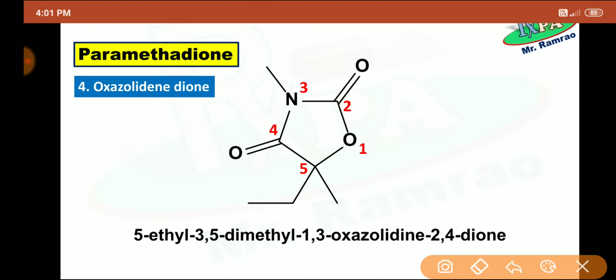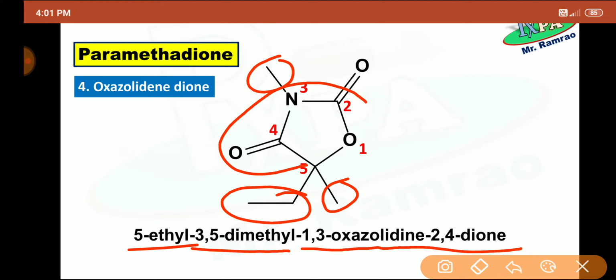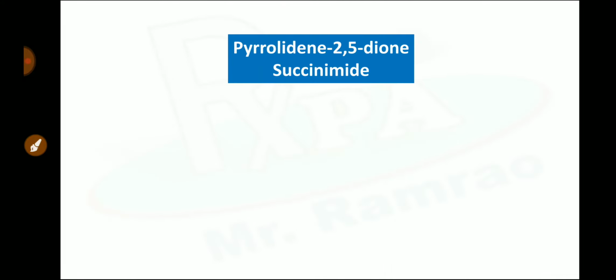Now we'll see how the IUPAC name is given. 5-ethyl, or this ethyl group on the fifth position, then 3,5 dimethyl, on the third and fifth position methyl groups are present, therefore dimethyl, and the rest of the name is similar to the previous molecule. 1,3 oxazolidine, 2,4 dione.